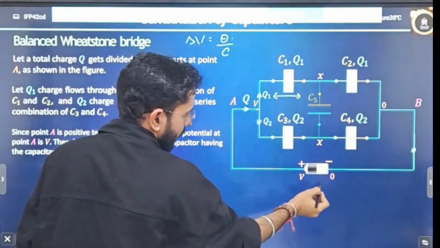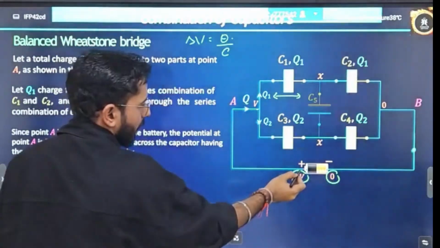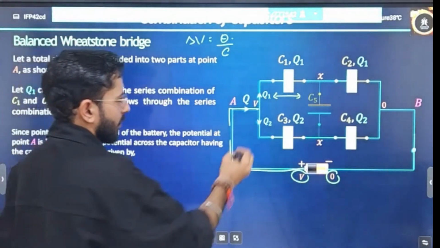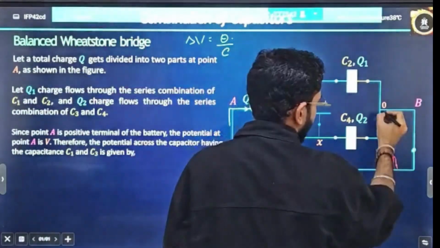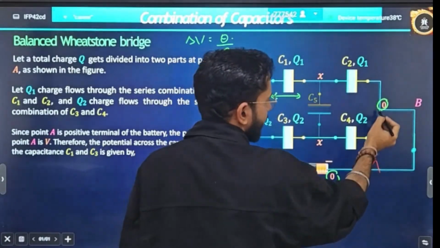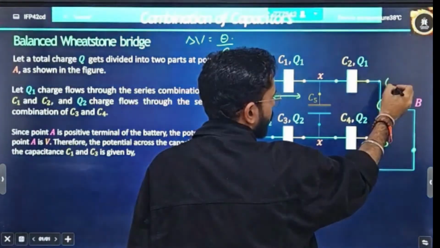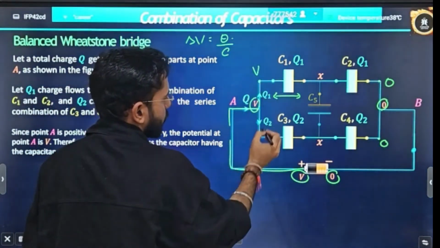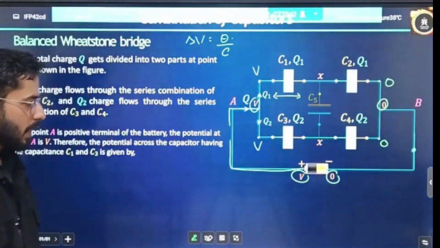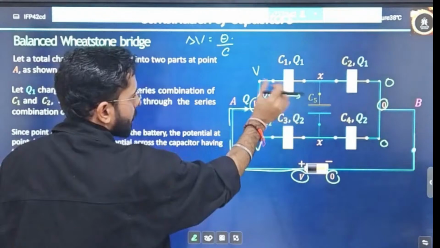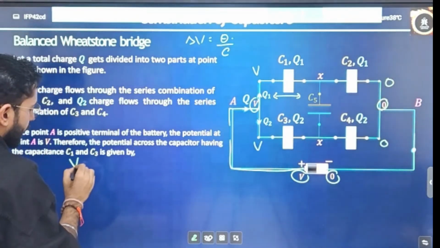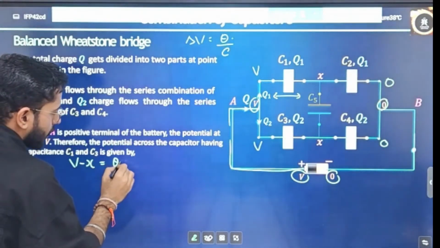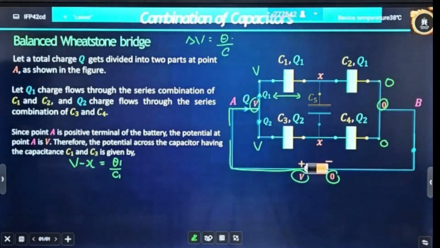This battery is connected at this point, and this point is 0. This point I have taken as V. I know I have the liberty to take any point as V potential, any point as 0 potential. So I will say this point is V. If this point is V, what can I say about this? This will become 0. Connected by a straight wire, this point is also 0 potential. This one is connected by a straight wire, so this point is also V potential. Now simply tell me what is the potential difference across capacitor 1. How do you write it? You will write V minus X is equal to, what is the charge present on capacitor 1, Q1 divided by C1. This is the first equation.